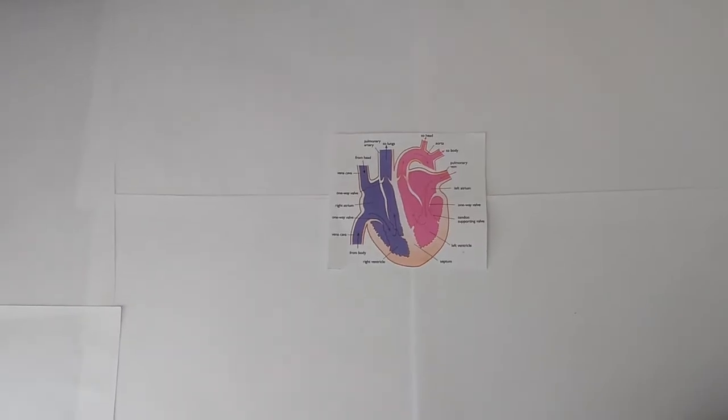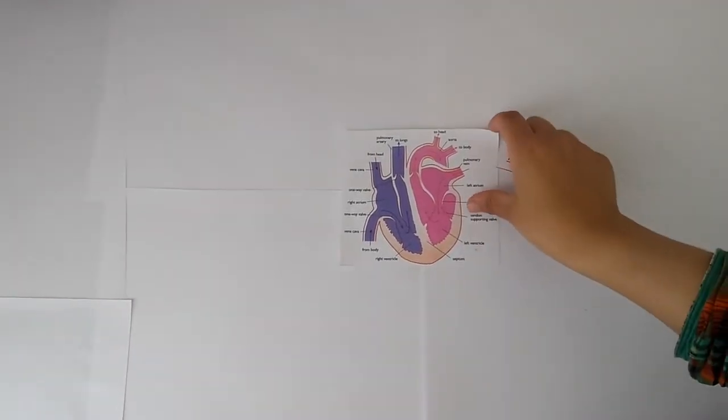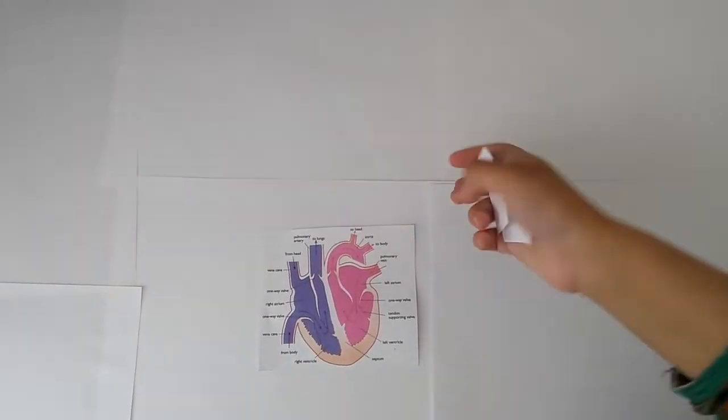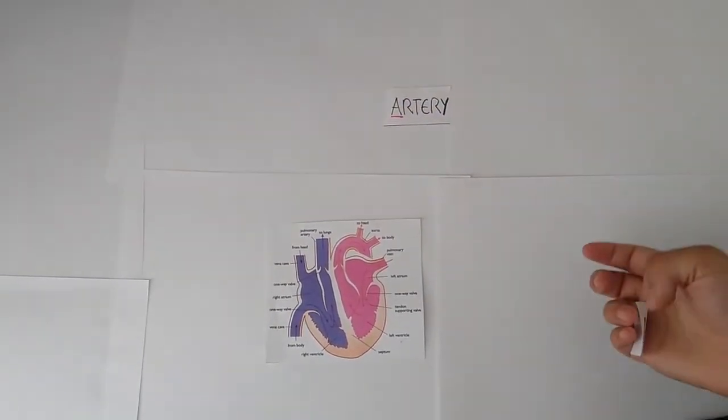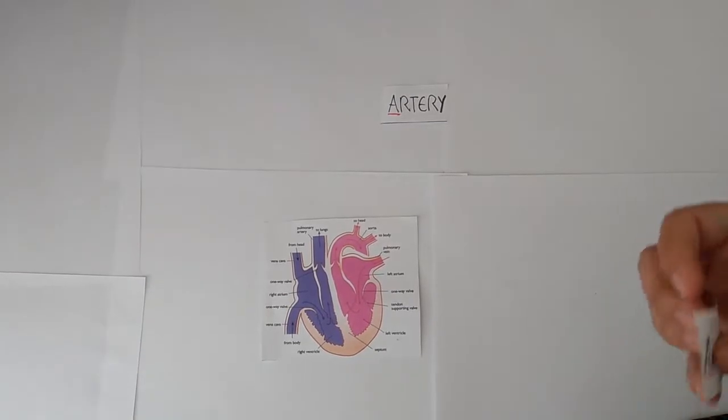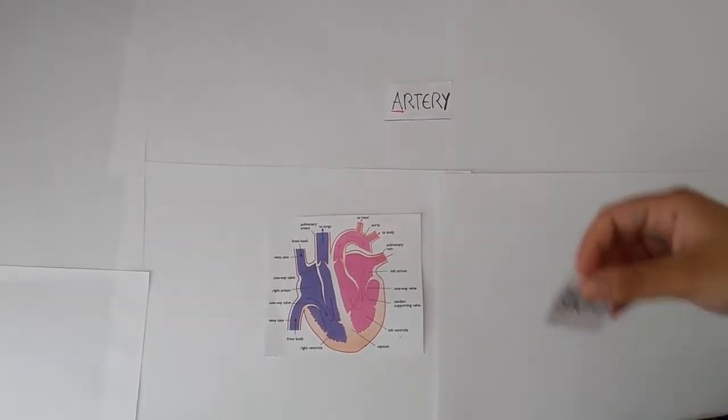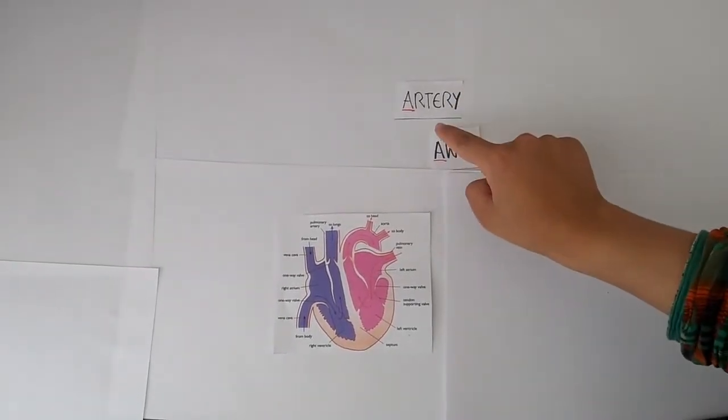Hello, so today I would like to quickly talk about the heart, do some revision on it. So first of all, I would like to talk about the artery. The artery's job is a vessel. Its job is to carry oxygenated blood around the body, and it goes away from the heart.